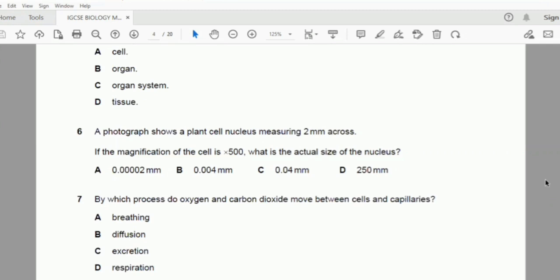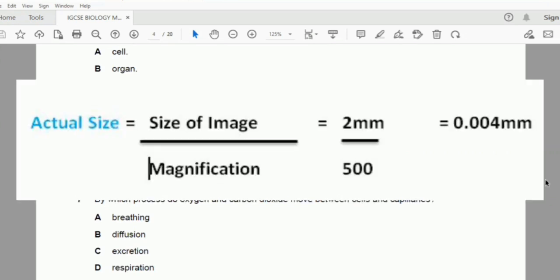So magnification is equal to image size over actual size. If we are to look for the actual size, we make the actual size the subject of the formula, and then the actual size is equal to the image size over magnification. The image size is 2 millimeter, and magnification is 500. So that will be 2 divided by 500, which is going to give you 0.004 millimeter, and the answer is B.